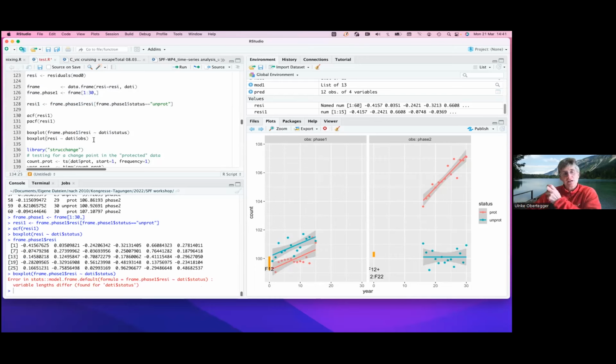Okay, this I have to fix, but I will tell you again. So what did I mess up here? We want to check if the residuals from the green line and from the red line are the same or not. For this I have to take the residuals from phase 1, and then do the box plot. So just note I have to fix this, and when you take it from the website it will be fixed.